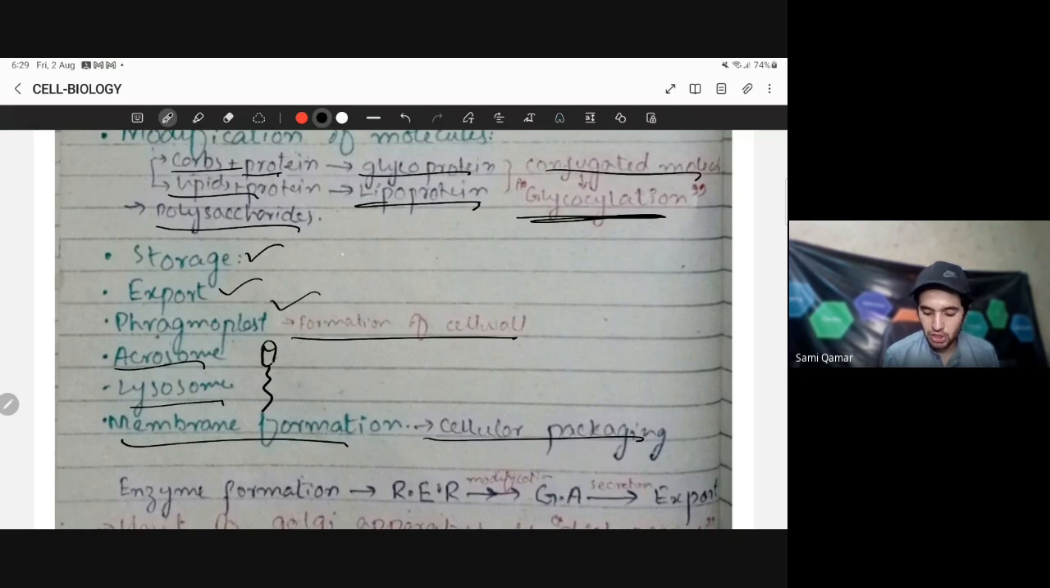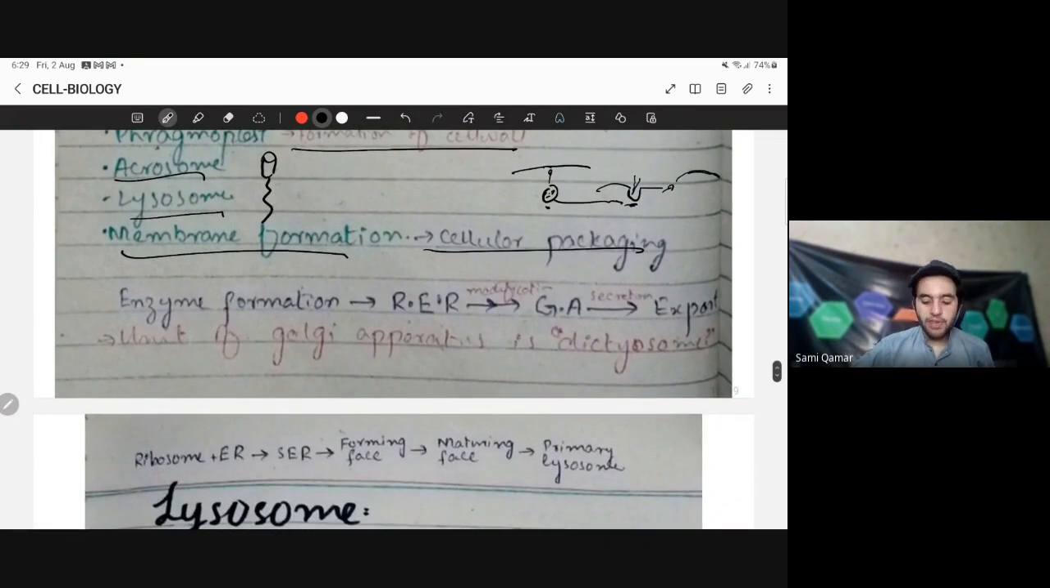Membrane formation, cellular packaging. Okay, as you know, if there is any membrane, the Golgi apparatus will secrete a vesicle, and it will contain some sort of protein. So this needs to be exported out. What will happen? It will come here, and this vesicle will fuse, and its content will empty out. But now this layer of the vesicle will become part of the membrane. So the membrane will become bigger. Now this is an important thing that has been asked two times in IMAT past papers, two times it has been repeated.